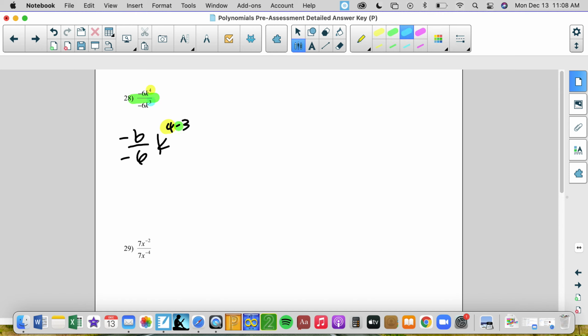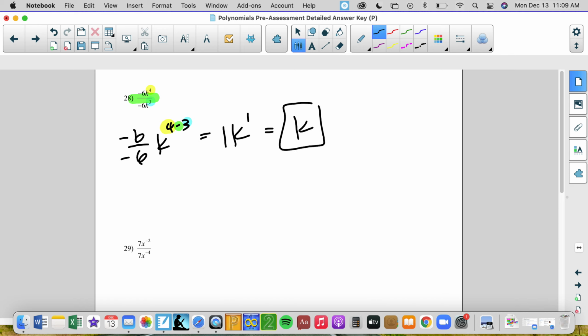This negative 6 over negative 6 equals just 1. So we're not going to write the 1. K to the 4 minus 3 is also 1. So I would never write 1k to the first. You would have to write just k. That k has a coefficient of 1 and an exponent of 1. So don't make that mistake.